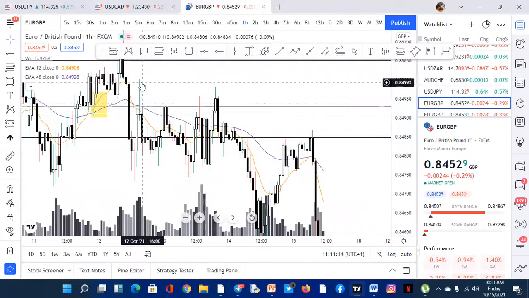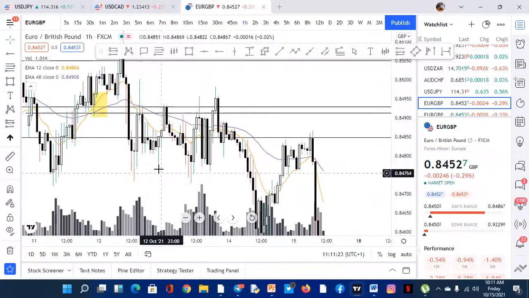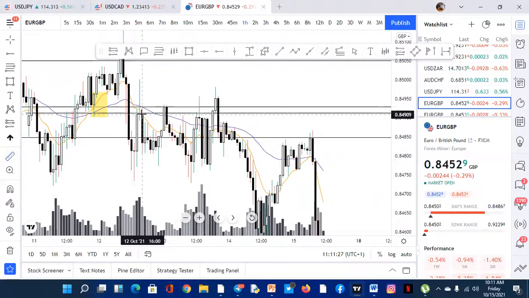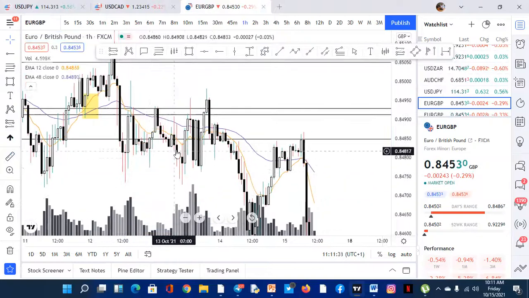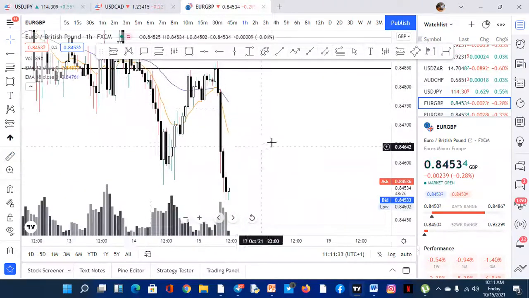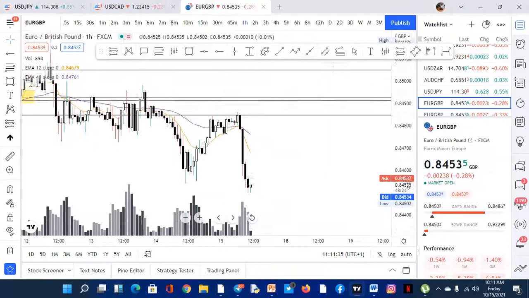Okay, so now here we touched, strong rejection, we close. It's a good one, right? Very good move to the downside. So if you are scalping, this could be good for you, right? So don't use it without your smart money. Do your smart money analysis before.